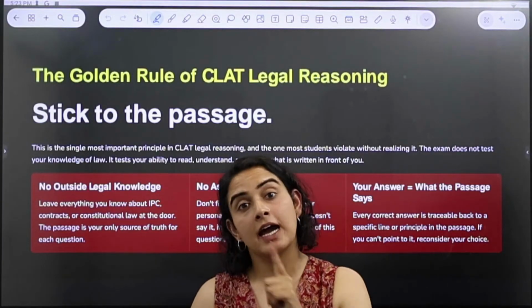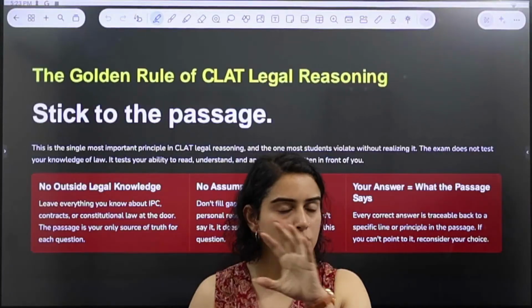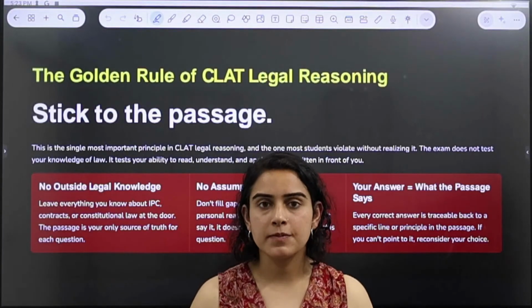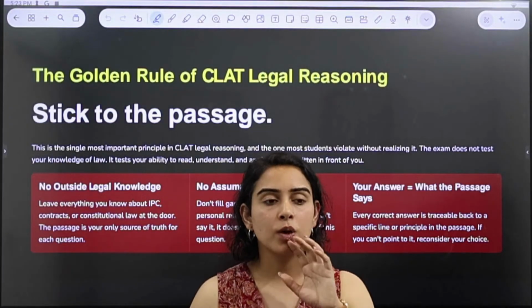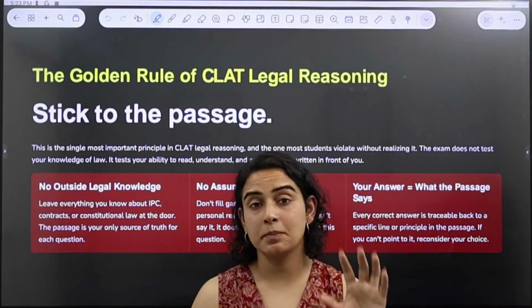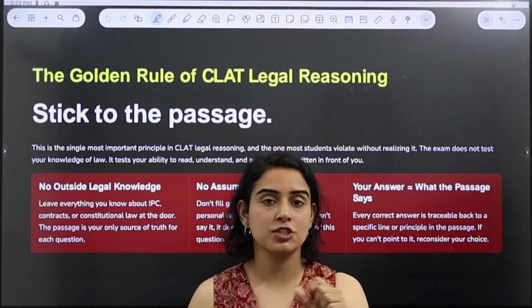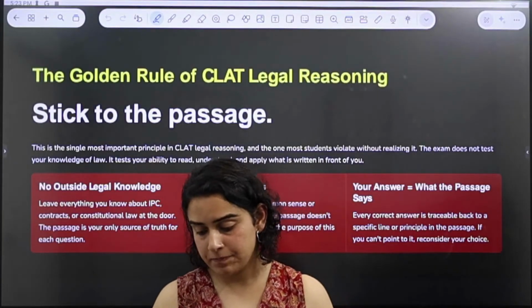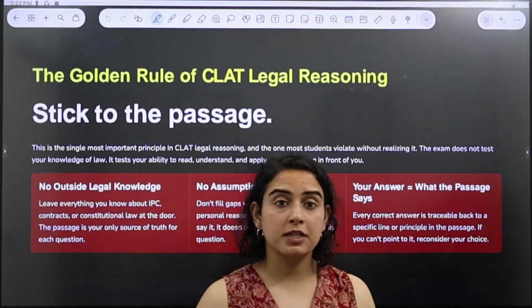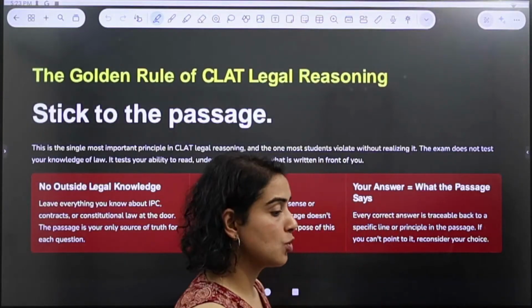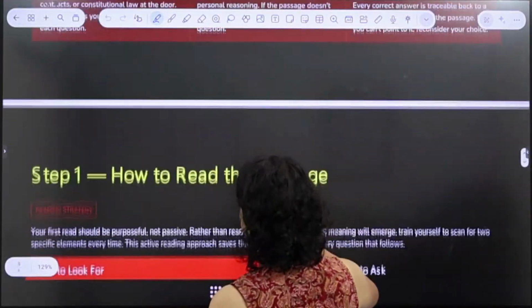so probably that should be the answer. You do not have to assume things, right? Stick to whatever has been given there in the passage. Only apply the legal principle that has been given in the passage and answer based on the same. So, like I mentioned, your answer should only be based on the passages and nothing else.